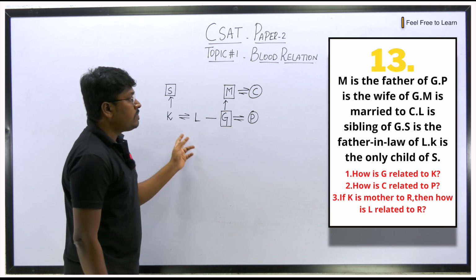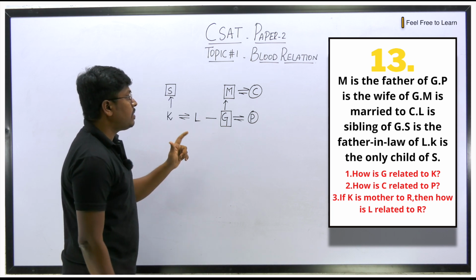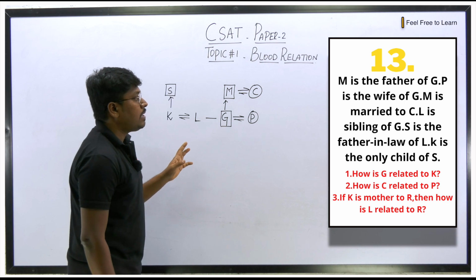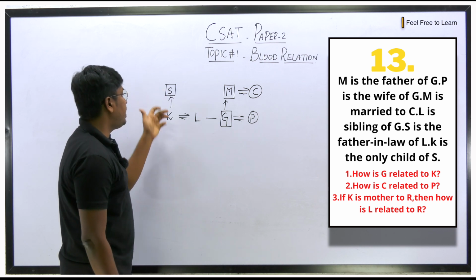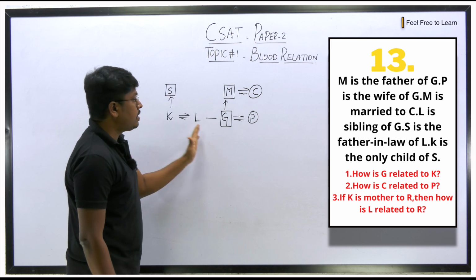So L is the sibling of G, S is the father-in-law of L. So L's father-in-law is S, and K is the only child of S. So again, the gender is unknown.